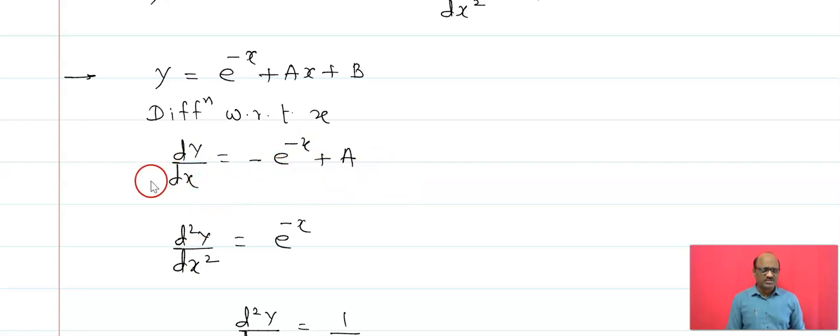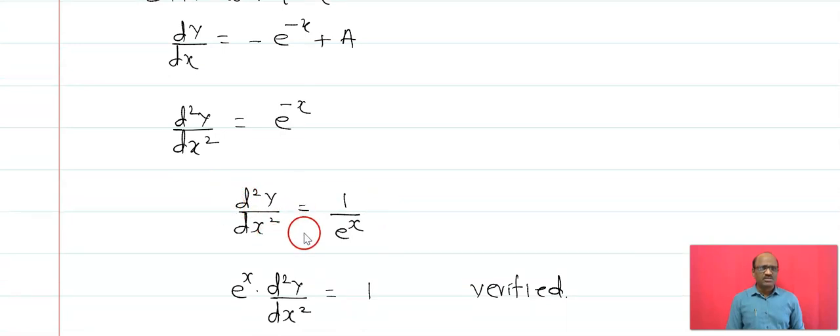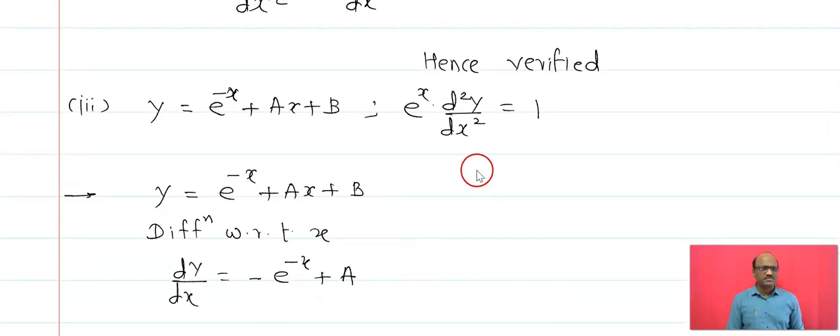Again differentiate this with respect to x. Therefore you will get d2y by dx square is equals to, again derivative of e raised to minus x is e raised to minus x, but again the derivative of minus x is minus 1. Again this minus and minus will become plus, and here it is e raised to minus x. Therefore d2y by dx square is equals to 1 upon e raised to x. Therefore e raised to x into d2y by dx square equals 1, and this is verified.